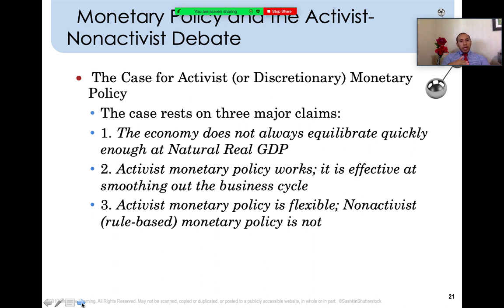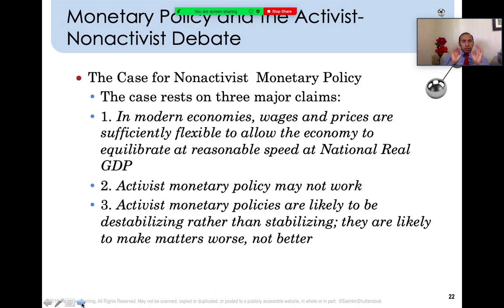The non-activists view it as not always flexible. They see it differently. So it's basically rule-based. You have to be consistent because monetary policy could have irreversible effects, in the view of some non-activists. So we need to be careful with when to use monetary policy and how to use it, because it could have economic effects. The non-activists claimed three major observations.